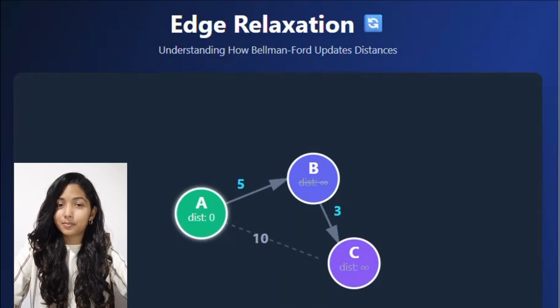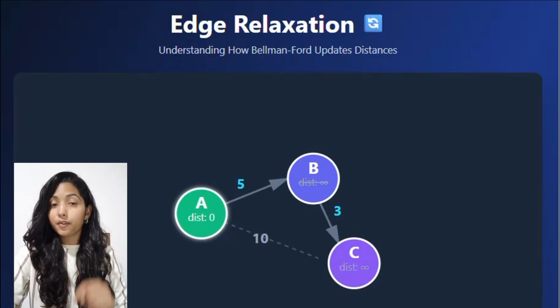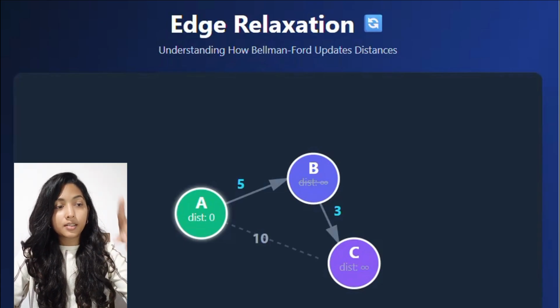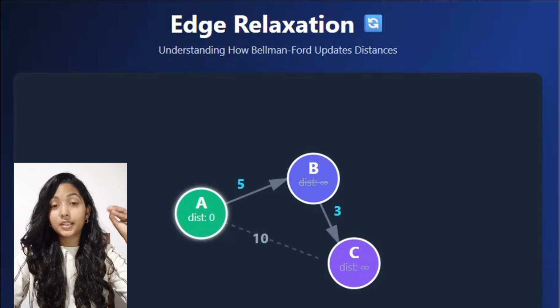So let's discuss why we need the Bellman-Ford algorithm. It can handle negative weights and detect negative cycles, and it also tells us when there's no solution. The main purpose of the Bellman-Ford algorithm is to find the shortest path from a source vertex to all other vertices in a weighted graph. Now let me explain the core concept of the Bellman-Ford algorithm. It's called edge relaxation. This is the heart of how the algorithm works.